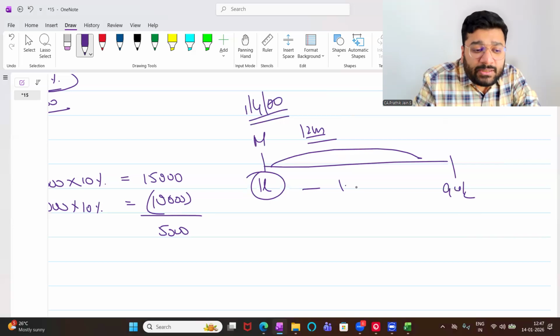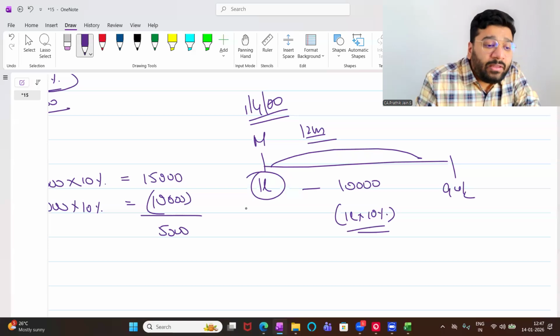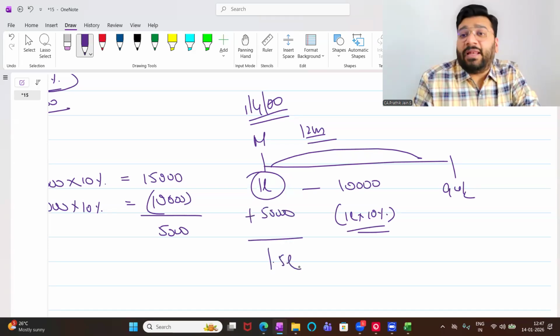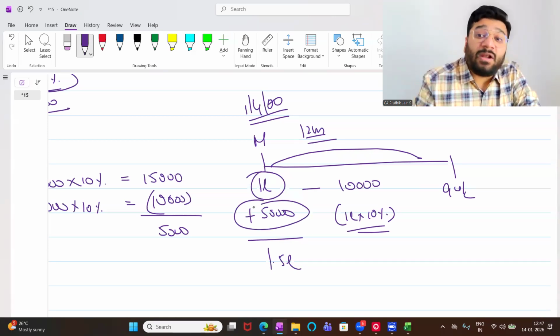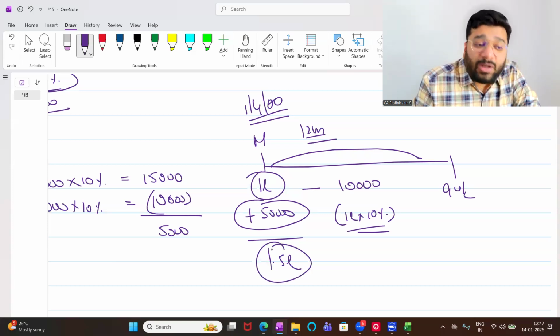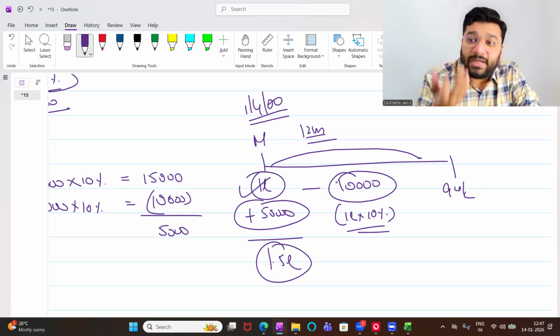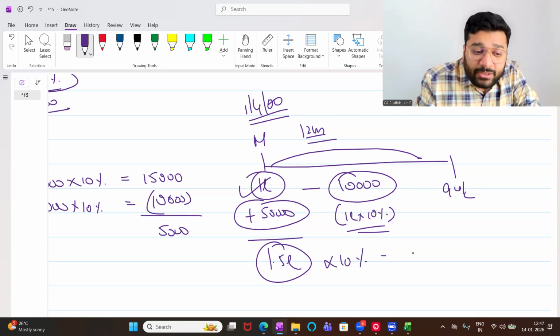During the year, the machine is used for 12 months. So depreciation is how much? 10,000. How do you get 10,000? 1 lakh into 10%. Now what are you doing? You're adding the 50,000 appreciation. Total is 1.5 lakh. You have not calculated depreciation on 50,000; you calculated the depreciation on 1.5 lakh. In this 1.5 lakh, 1 lakh is there whose depreciation is already charged in the P&L. So on 1.5 lakh rupees, 10% is how much?